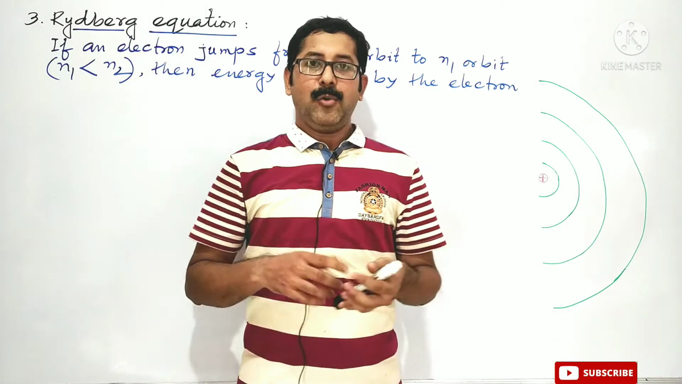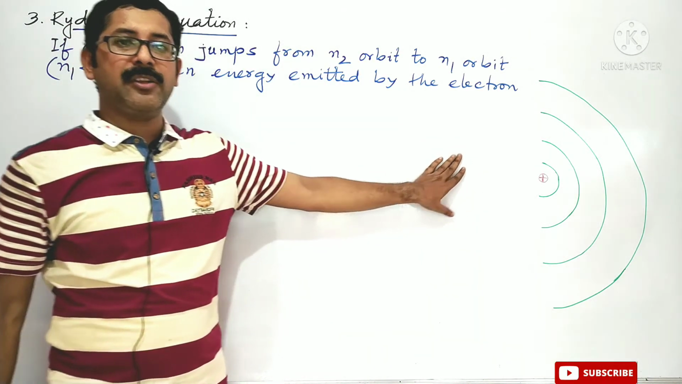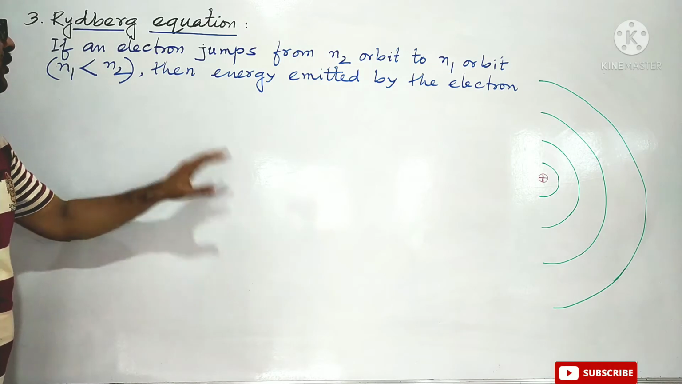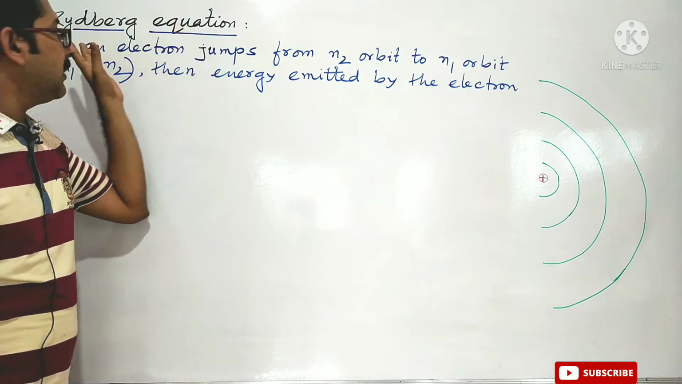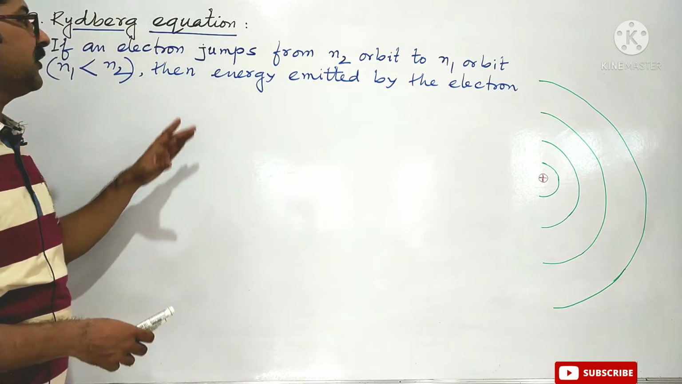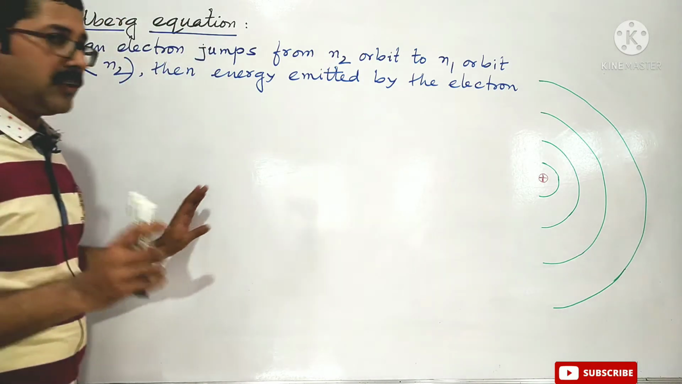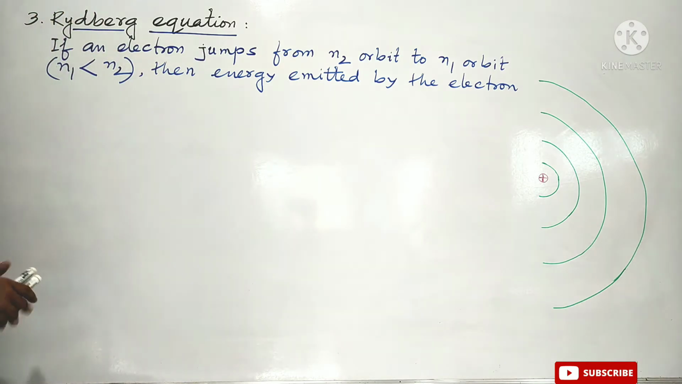Okay. Now it's the time for the Rydberg equation. It explains the atomic spectrum of hydrogen atom. So firstly, we will derive the Rydberg equation and then we will find its very important applications, right? So firstly, we will derive the equation.